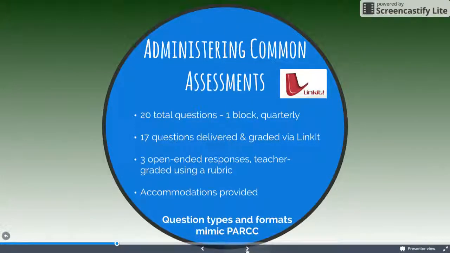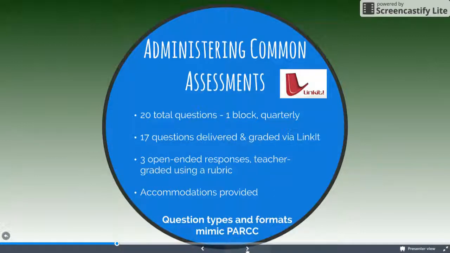We will administer the common assessments using Linkit. Each assessment has a total of 20 questions and should be delivered in the course of one academic block. 17 of the questions are delivered and graded on Linkit in order to get immediate feedback and results. 3 of the questions are open-ended and will require teacher grading using a provided rubric.